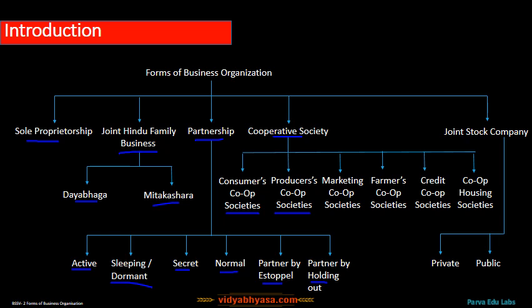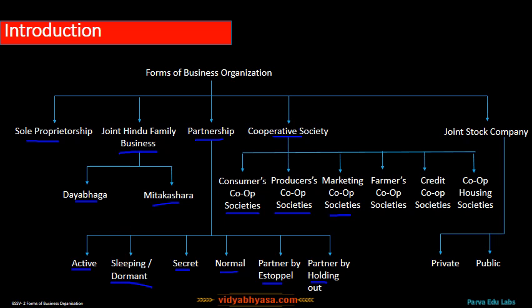The next one is the marketing cooperative society. Like the producers cooperative society, instead of each individual spending time and cost on marketing, a collective team will work on marketing for all the products of small producers.